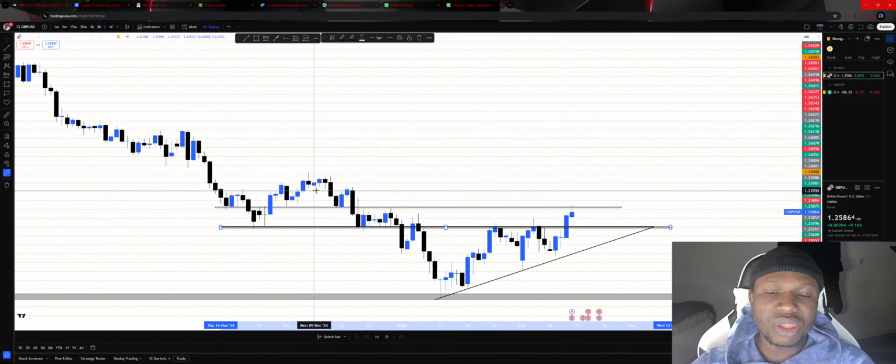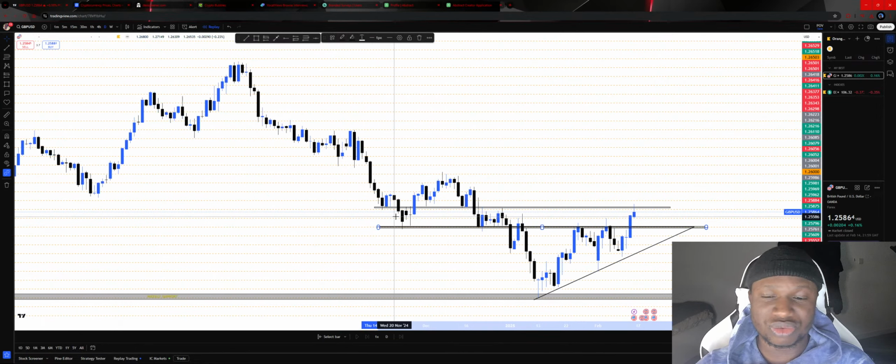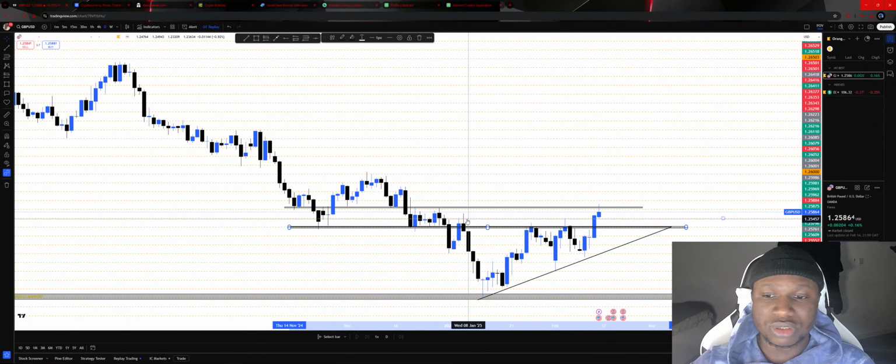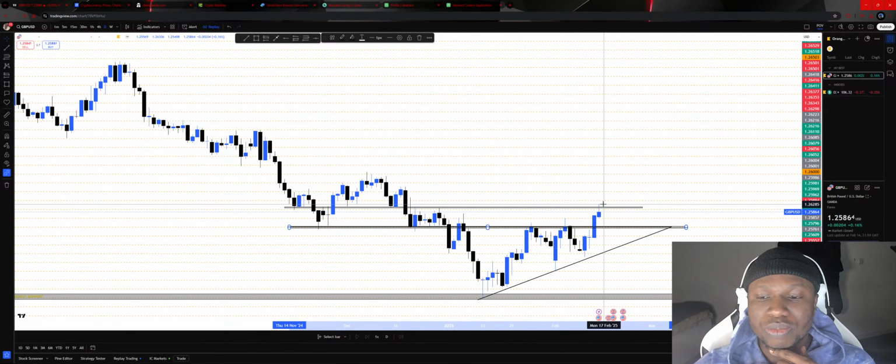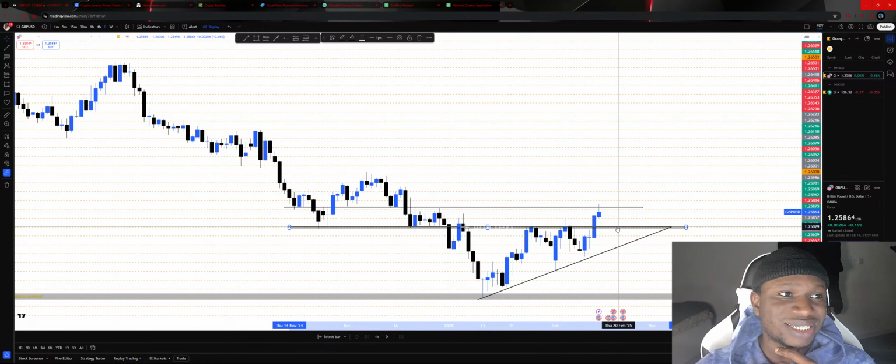We'll also briefly look at DXY, a correlation I use once in a while to match up what I'm looking at on GU with whether the dollar is strong or weak. We see that this major zone has been tested 1, 2, 3, 4, 5 times. Now it's broken. Potentially what I'm looking out for now is a retest, which can happen.